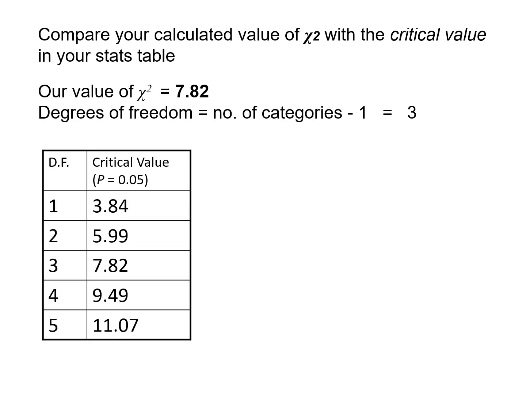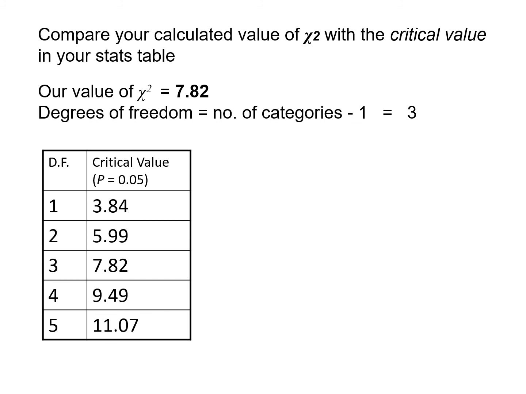Now that we've done the calculation for a chi-squared value, we make it nice and clear for the examiner by stating our value for chi-squared. We then go into our degrees of freedom. In this particular question, there were 4 possible outcomes. So the number of categories is 4, minus 1 gives us 3 degrees of freedom.